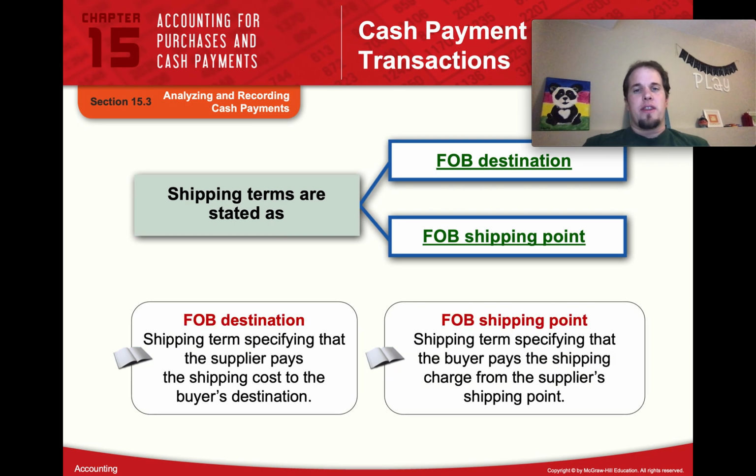Now, there's an important thing that has to be understood prior to the supplier sending the inventory to the company that's making the purchase. Who's paying for shipping? There's FOB destination and FOB shipping point. FOB is referring to free on board. If it's FOB destination, the supplier is the one responsible to pay for the shipping. If it's FOB shipping point, this means that the buyer is the one responsible for taking care of the shipping. Destination is the supplier, shipping point is the buyer.